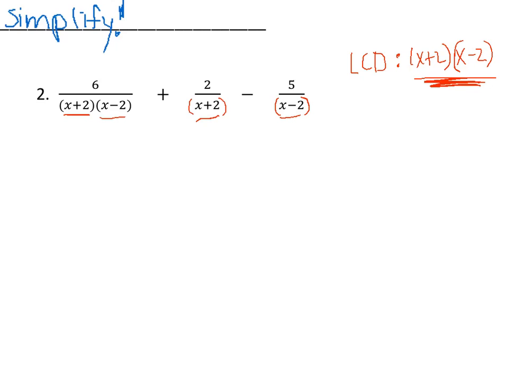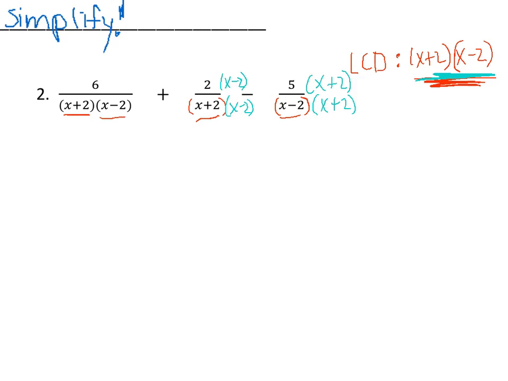So let me go ahead and change my color. Let's go to this aqua color. Okay, so in this first fraction, I already have an x plus 2 and an x minus 2, so I don't have to multiply by anything there. But in this one, it would help me if I multiplied the top and the bottom by x minus 2 because I need that in my denominator. This one right here is an x minus 2, which means I'm going to have to multiply the top and the bottom by an x plus 2 in order for it to look like my LCD over here.